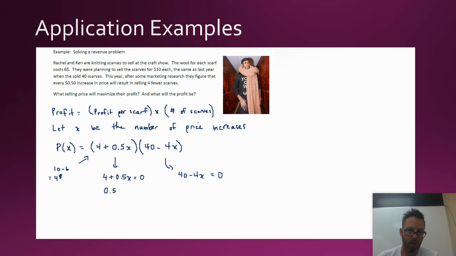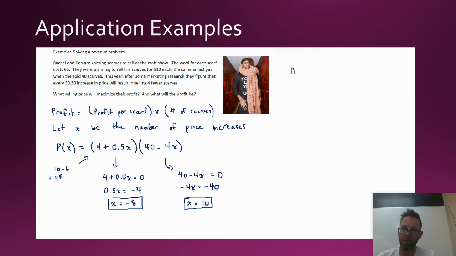Well, moving the 4 over, 0.5x equals -4. -4 divided by 0.5 gives you -8. That's our first x-intercept. Our second one, if you bring over the 40, it becomes -40. -40 divided by -4 is +10. So those are our 2 zeros.